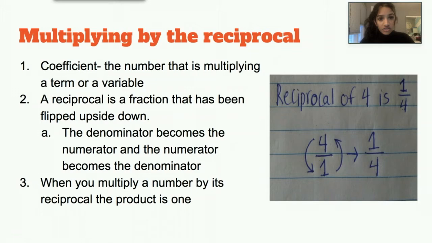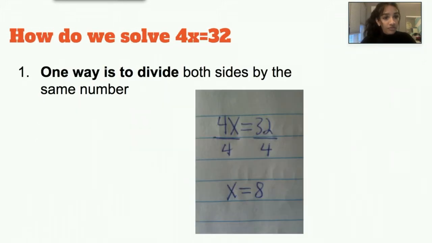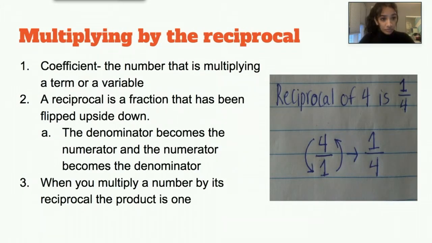Another way to approach these kind of problems is to multiply by the reciprocal of the coefficient. That's a lot of words, but we're going to take it one by one. The coefficient is the number that's multiplying a term or a variable. So in this example, the coefficient was 4 because 4 was multiplying the variable x. Let's go back. A reciprocal is a fraction that's been flipped upside down. So the denominator becomes the numerator and the numerator becomes the denominator.